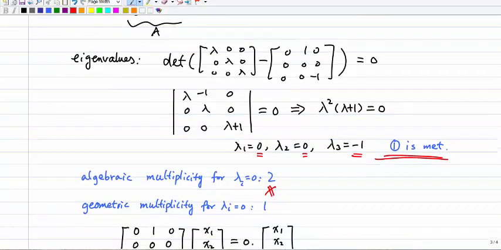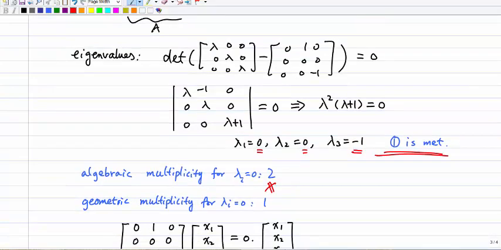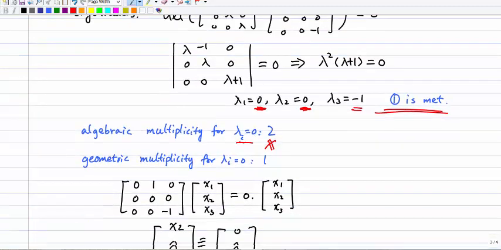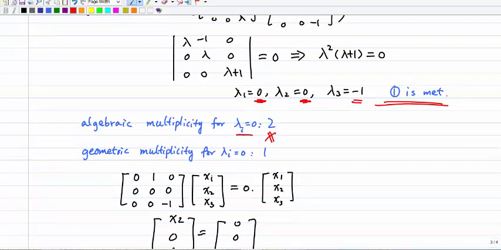Now we're going to check whether those with 0 real parts satisfy the condition that the algebraic multiplicity is equal to the geometric multiplicity. The algebraic multiplicity for eigenvalue 0 is 2, because I have 2 repeated eigenvalues of 0. Now let's verify the geometric multiplicity for lambda_i equal to 0. Again, assume x = (x1, x2, x3) is an eigenvector associated with eigenvalue 0.